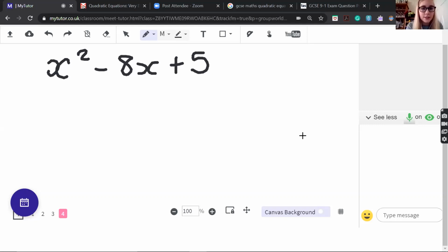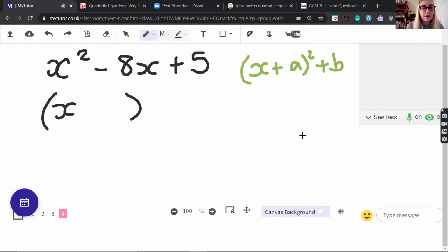So the completed the square form looks like this: x plus something, we'll call it A, all squared, plus something else that we'll call B. So we put it in this form. You know, something squared plus B. This looks like quite a nice form, and you'll see why in a moment actually that it helps us solve equations. So we can set this up a little bit. x plus something squared.